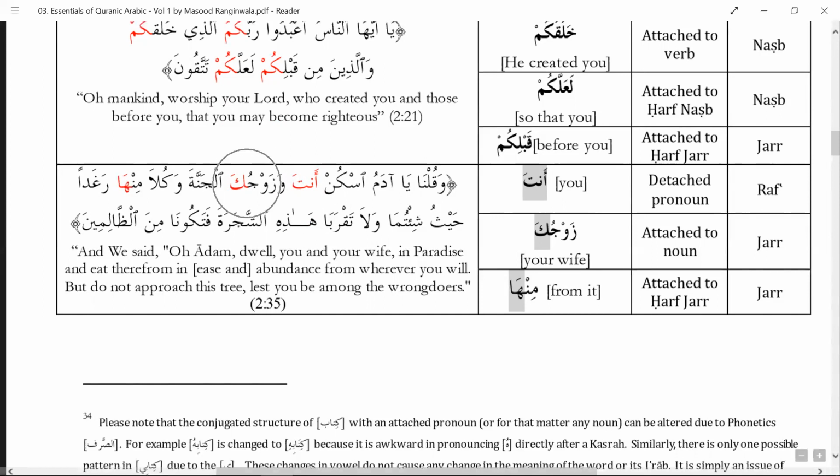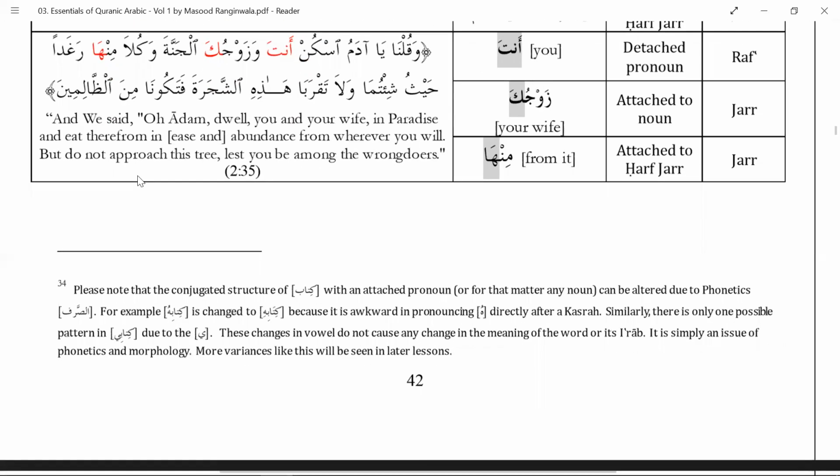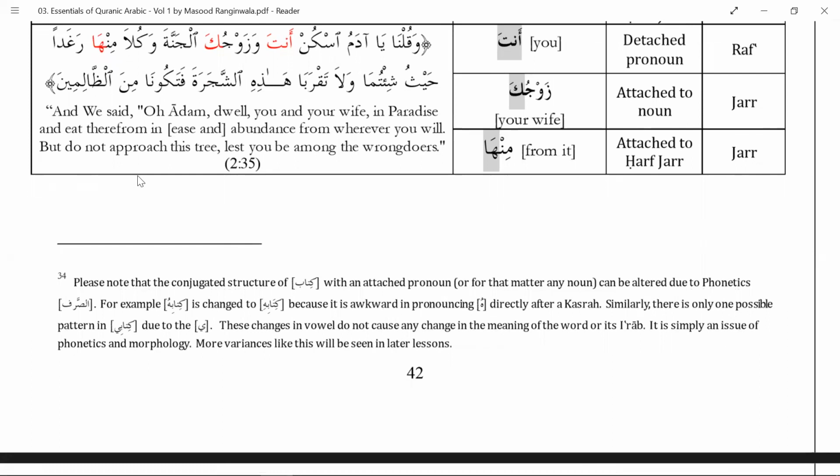Zawjuka is an attached pronoun. Ka is your. Zawj is husband or wife. So your wife, wife of yours. Minha, from it. Min is a harf of jar. So here ha will be jar. Minha, from it. The ha here is referring to Jannah. Jannah is feminine, so ha is used.